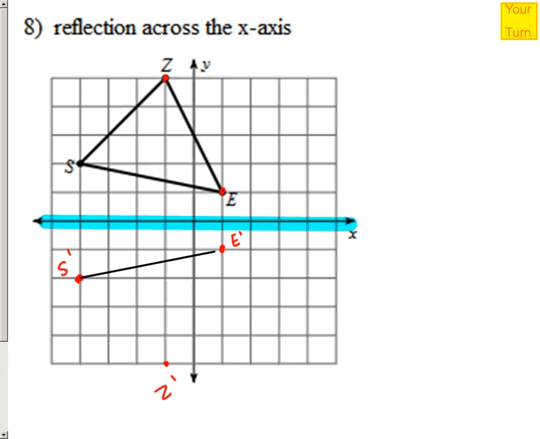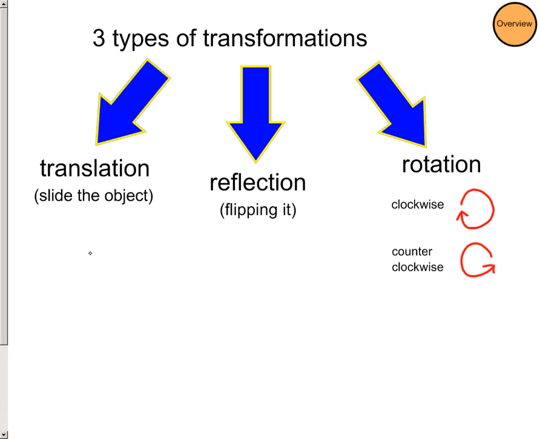After you're done, always take a look to see if the shape is the same size. It should be. Basically, all we've done is moved it, and we're doing that through reflection. So at this point, you should be familiar with how to translate an object that was in our last video. This video, we talked about reflecting it, and on our next one, it will be how to rotate the object.